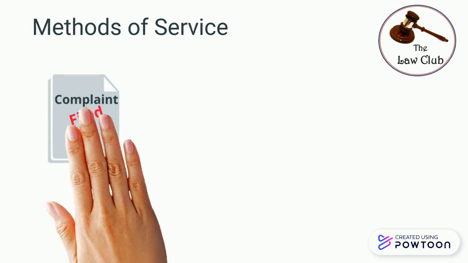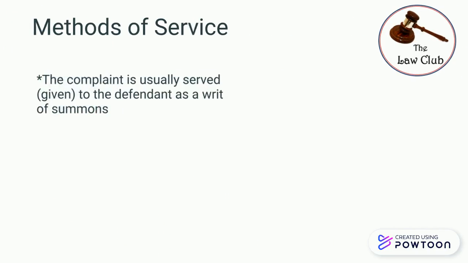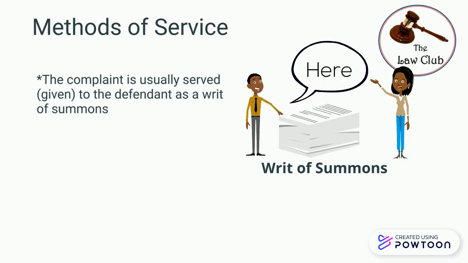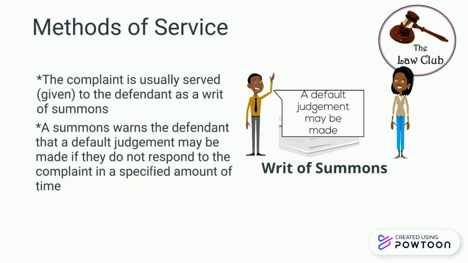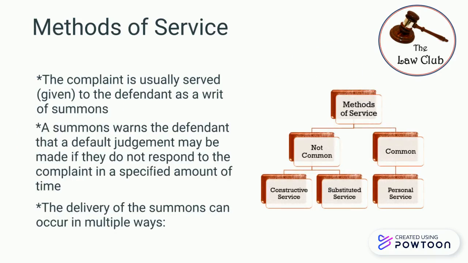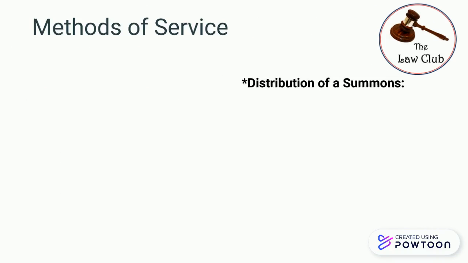After the complaint has been filed, it is usually served or given to the defendant as a writ of summons. A summons warns the defendant that a default judgment may be made if they do not respond to the complaint in a specified amount of time. The delivery of the summons can occur in multiple ways, such as personal service, substituted service, or constructive service.